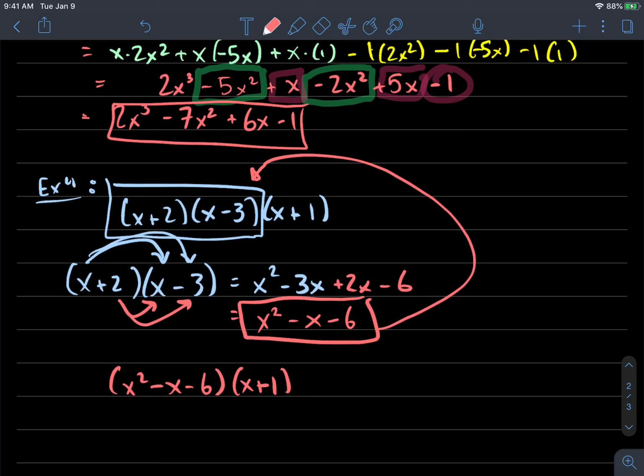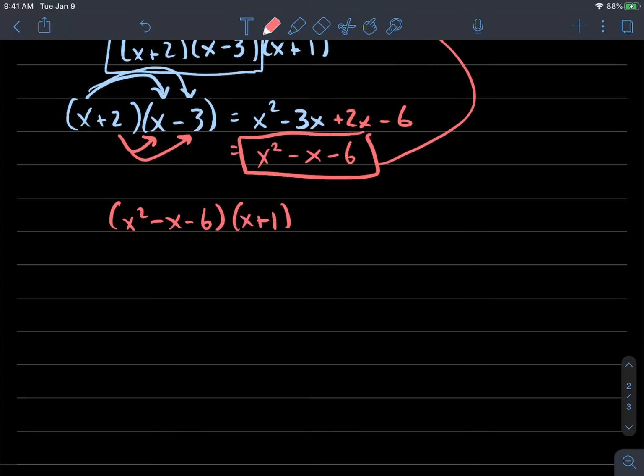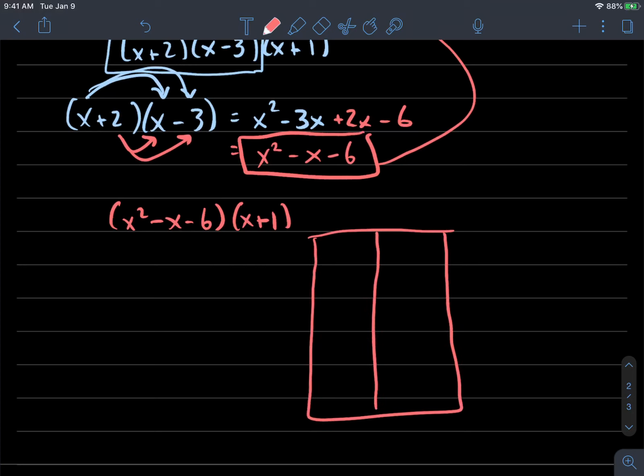And I'm not going to do the FOIL method or the distributive property. That in my head is a little bit hard. So we're just going to do it the other way, the graphic organizer. And remember, you can use that graphic organizer for any problems. You just got to make sure you count your terms. And that's how many boxes you have to draw, right? So we're going to have x plus 1 up here. And we have x squared minus x minus 6 on the side.